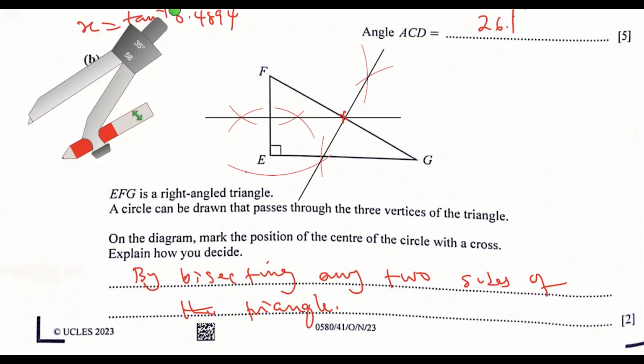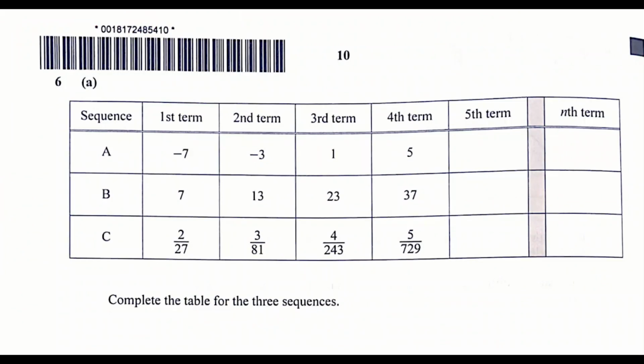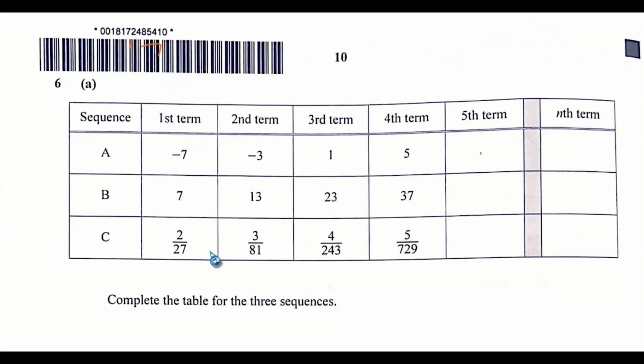So let's go to the next question. That will be question 6. Question 6a. Complete the table for the three sequences. We have sequences A, B, and C respectively. For sequence A, the term to term rule is add 4. So we're going to have 5 plus 4, and that will be 9 here.